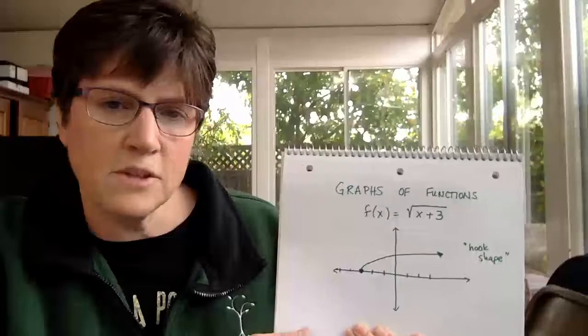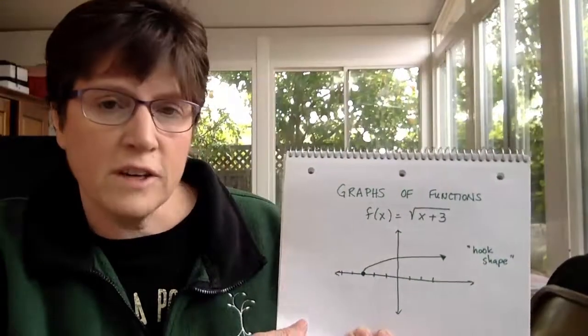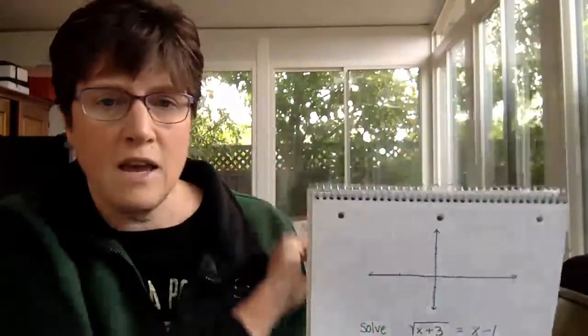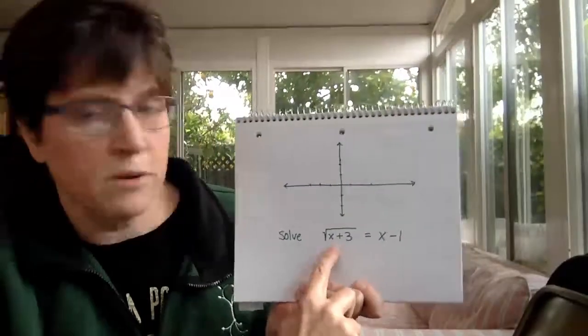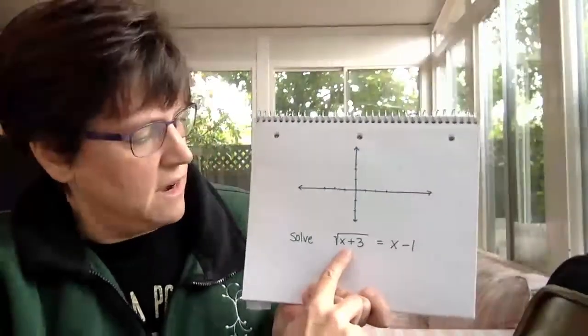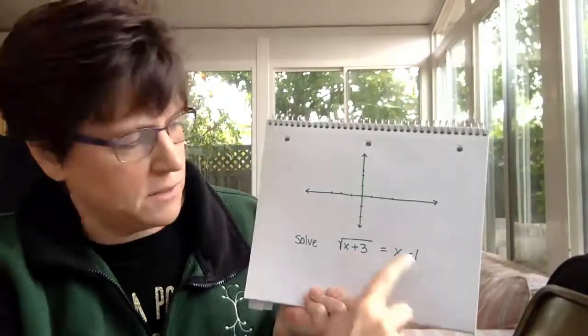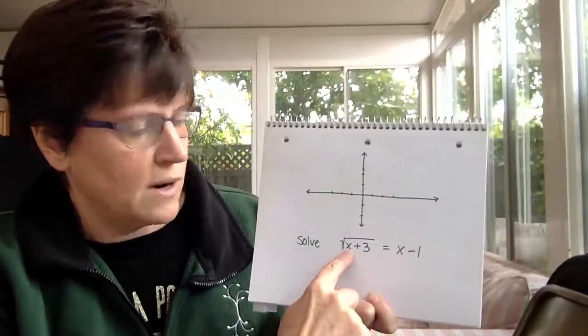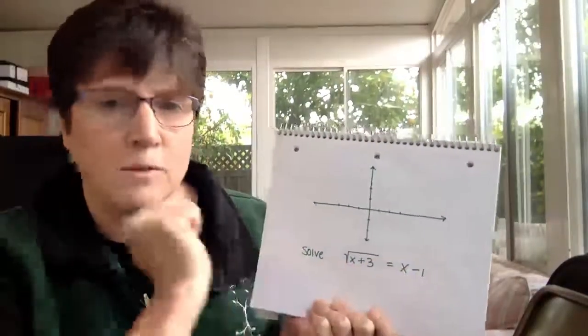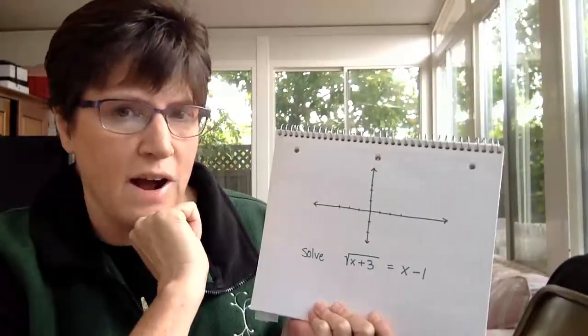And then we'll finish up the chapter with solving some equations, both by hand, using algebraic techniques, and with a graph. So here's an example of an equation that has a root in it. Sometimes you might have roots on both sides, sometimes just one side. So square root of x plus 3 equals x minus 1. We'll talk about how to do it by hand and with a graph.